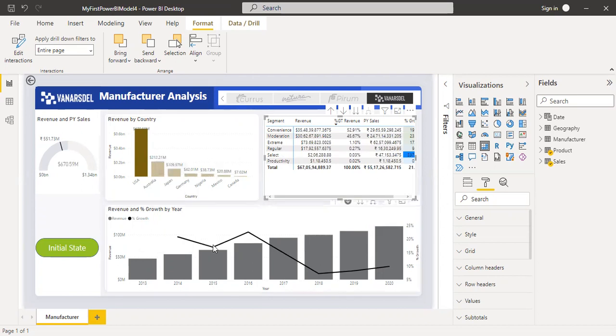So this is the revenue and percentage growth by year of the company from 2013 to 2020. First, it decreases steeply. After that, it increases. Then it decreases up to the year 2018. Then again it shows a gradual increase up to 2020.